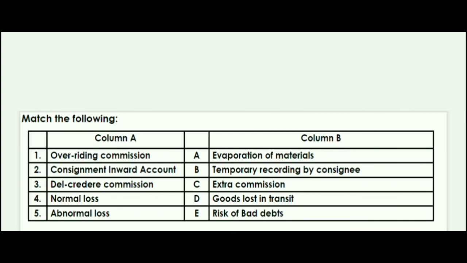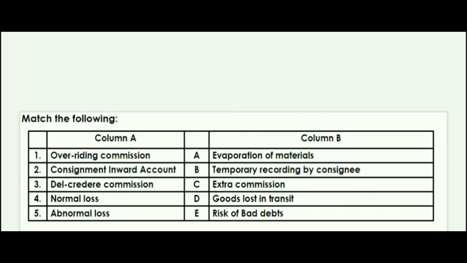Consignment inward account. So just think consignment inward account, consignment. So the answer will be, second will be B, temporary recording of consignee. Temporary recording of consignee, consignment inward account. So next C, del creditor commission. Third E will be the risk at bad debts. Fourth is normal loss, which is evaporation of material. And next is abnormal loss, that is goods lost in transit.